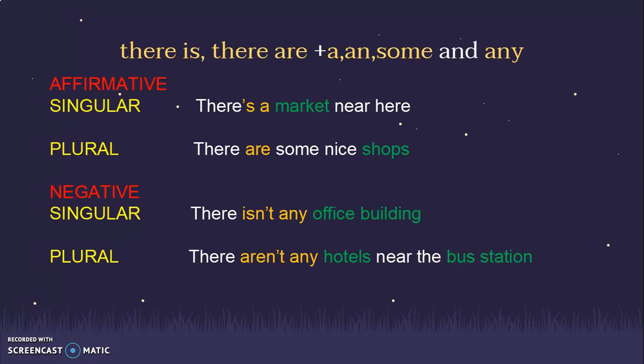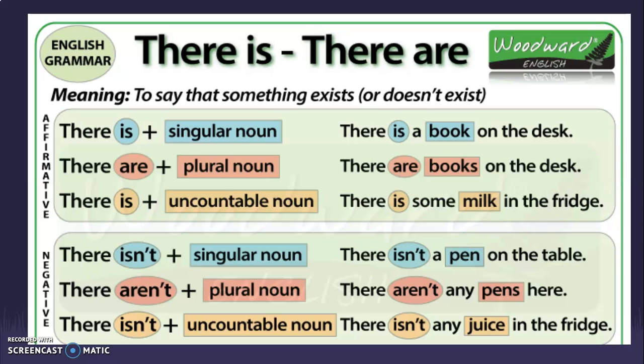There are many more sentences that you can write, and we shall learn some more. I have given here an example so that you will see the difference between there is and there are, which is in the singular form, and this is in the plural form. There is or there are actually means to say that something exists or it doesn't exist. This is in the affirmative, and this for the negative.